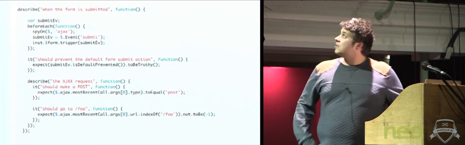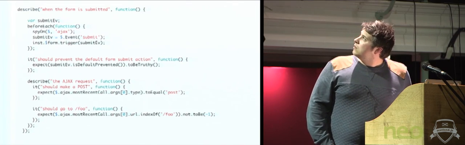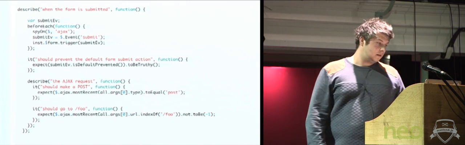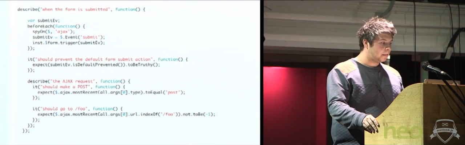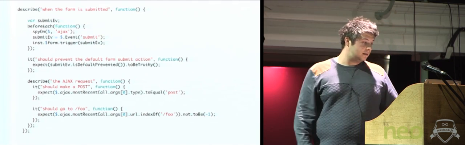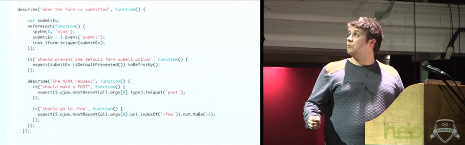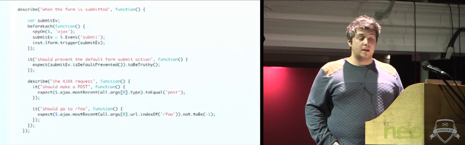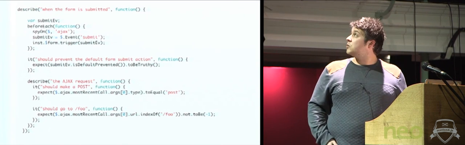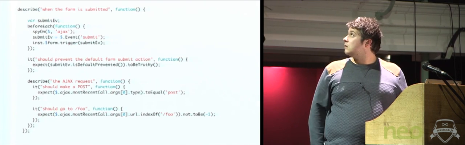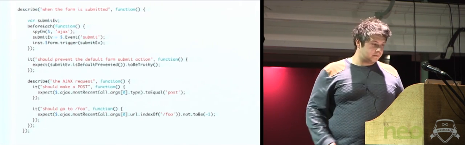So here's a quick example of that. What we're doing here is spying on jQuery's Ajax function, basically stubbing that out, and then passing in a simulated submit event, right? Then we can ensure that the regular form action is prevented, and we can also assert that the Ajax call is being called with certain arguments. Pretty simple stuff.